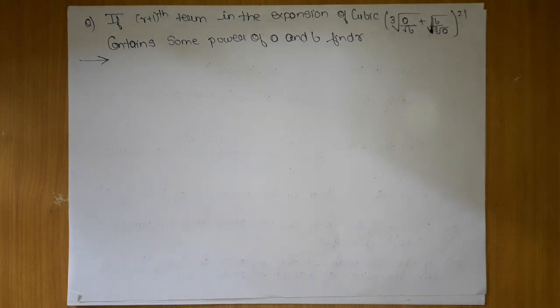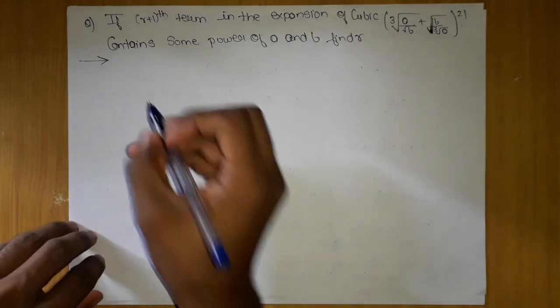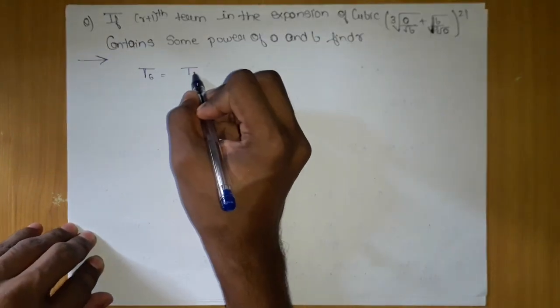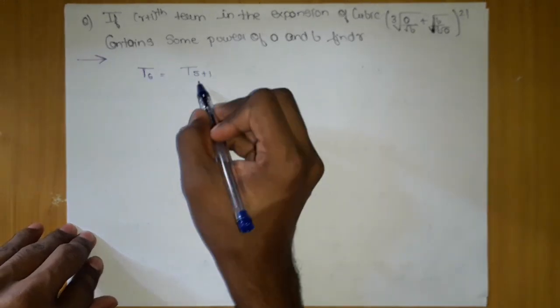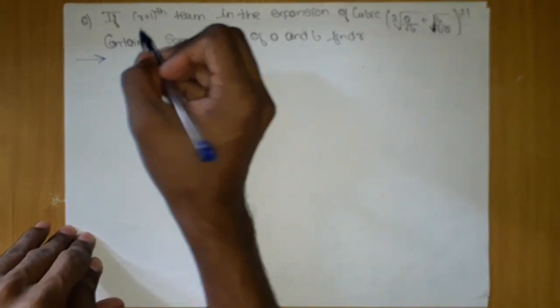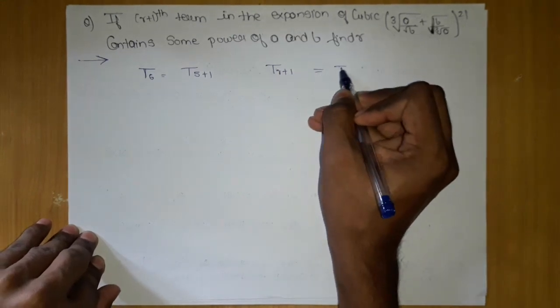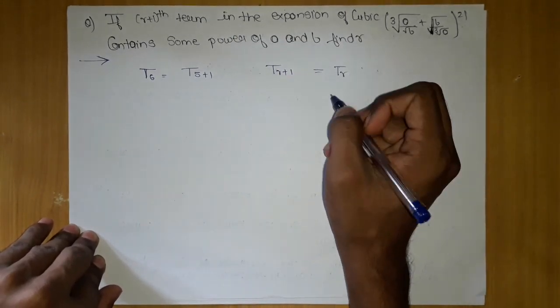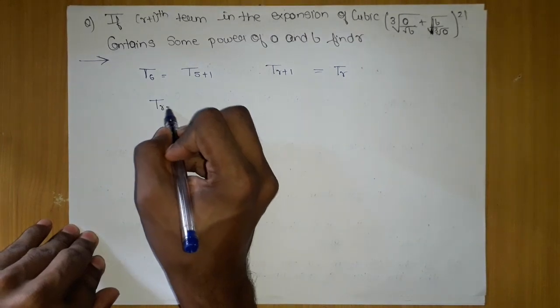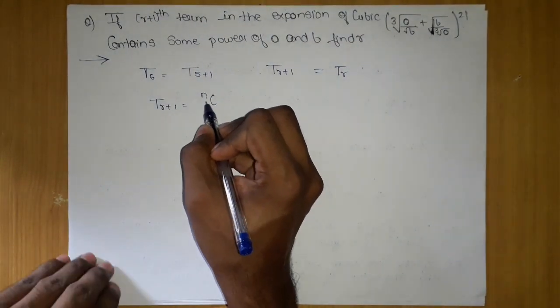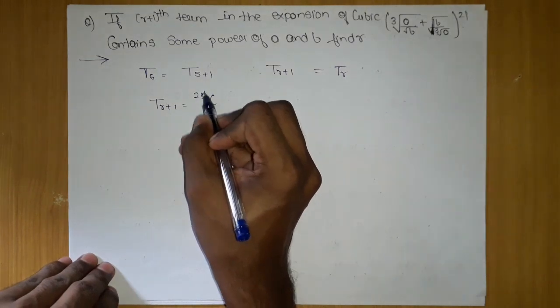So to solve this, they are telling us to find the r plus 1 term. As I mentioned, if they give you the 6th term, what does it mean? T5 plus 1. So you have to write it in the plus 1 format. If they are asking for the Tr plus 1 term, we have to use the general term Tr plus 1, which is nCr. What is n? Here n is 21.